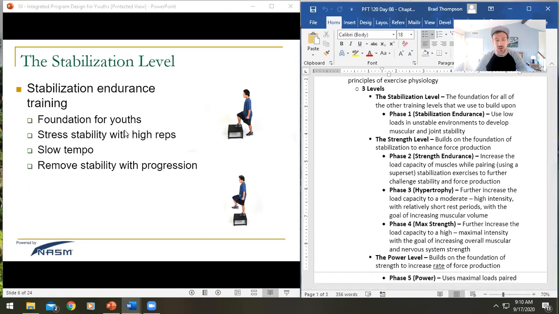So this is our foundation, again, for everybody. It's going to stress stability with a high number of repetitions. It's going to use a slow tempo, and we progress it by making it more unstable. If this was my client, and he's doing a step up to balance here, the reason it's a step up to balance rather than a step up is because I want him to focus on learning how to fire his glute and his core and keep his shoulders back, while maintaining posture, even though he's standing on one leg.